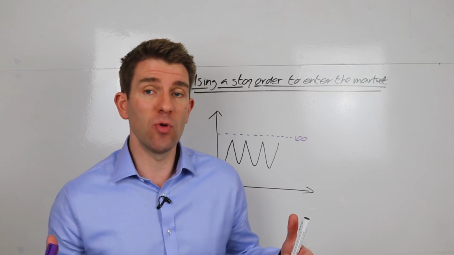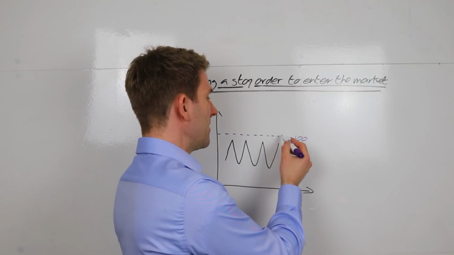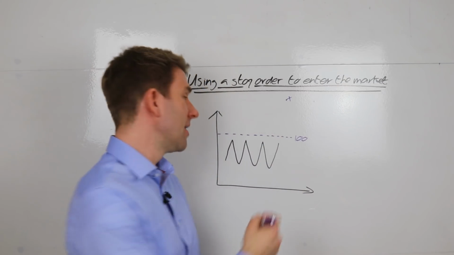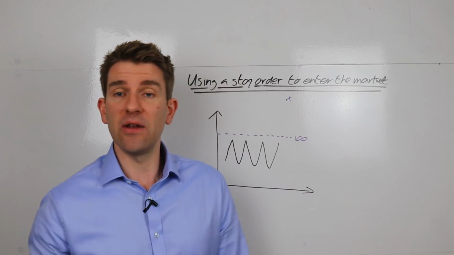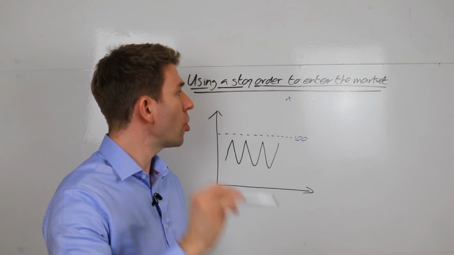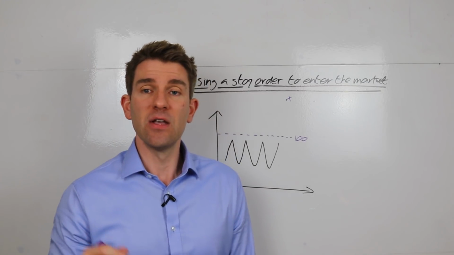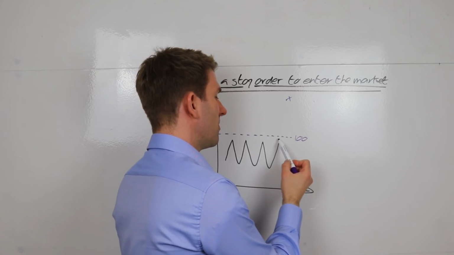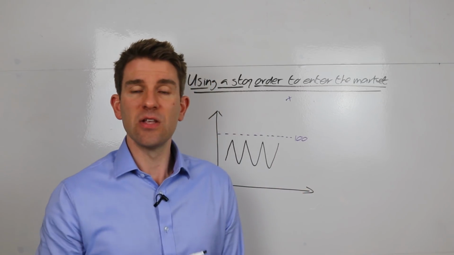So you haven't got a position at the moment, but you know that if it breaks that, you're thinking it's going to go up here. How would you enter the market? Well, you could wait and set a little alert on the 100 and then go in and buy at the market, or you could use a stop order to enter the market. That would basically say, I only want to get in if the price touches 100. So how would you do that?